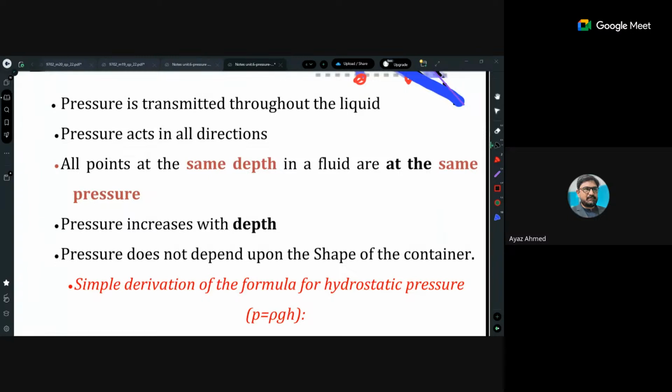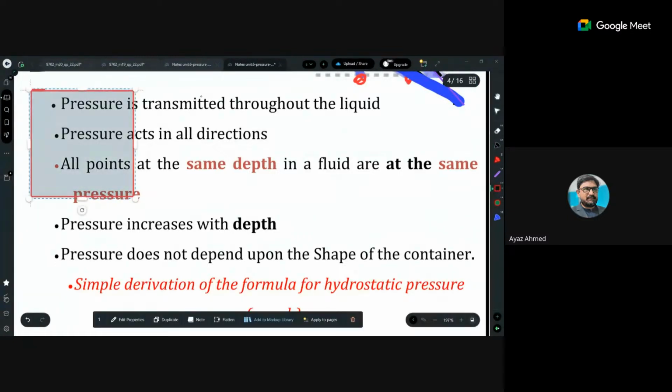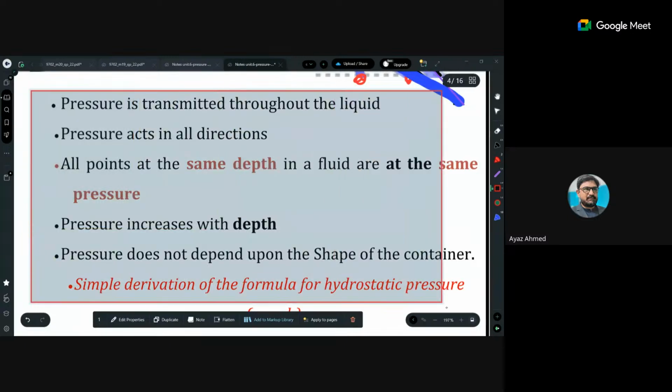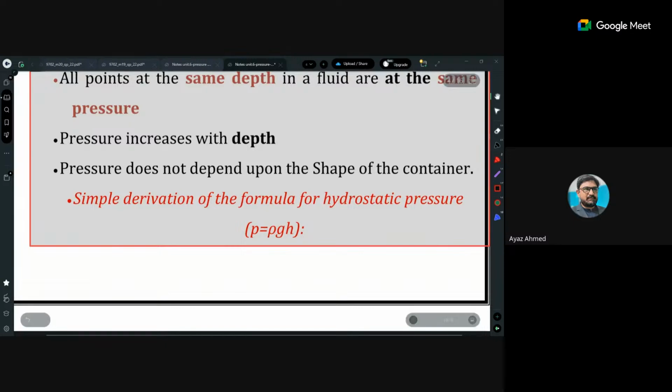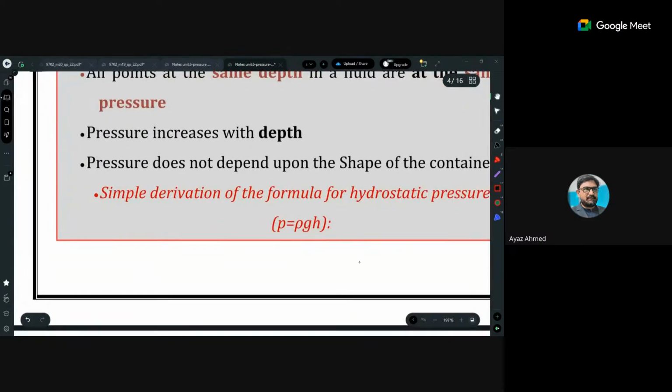Okay, so we are moving to the last aspect of this, that pressure is transmitted through the liquid. Pressure acts in all directions. This is actually the summary of the pressure, as I have given the name to the topic. That is that it acts in all directions, right? Then all points at the same depth have the same pressure, and the pressure increases with depth, right? Pressure increases with depth. Pressure does not depend upon the shape of the container.